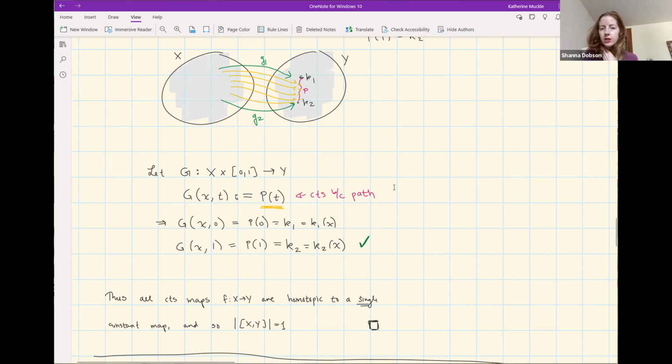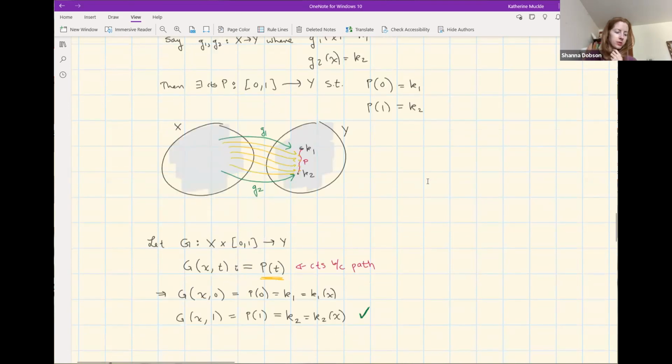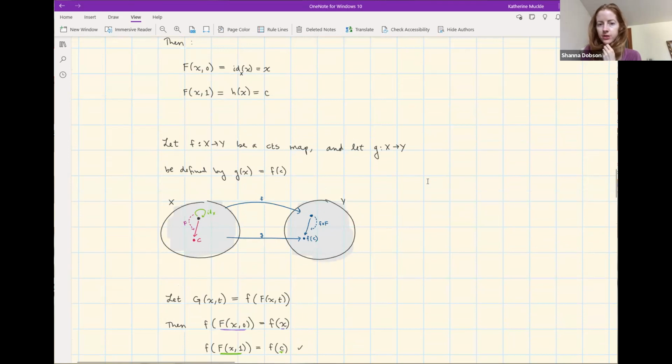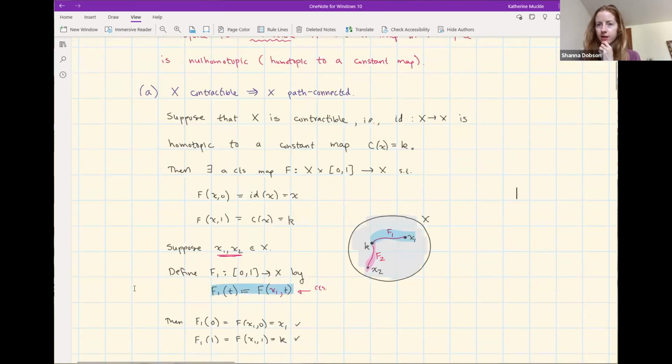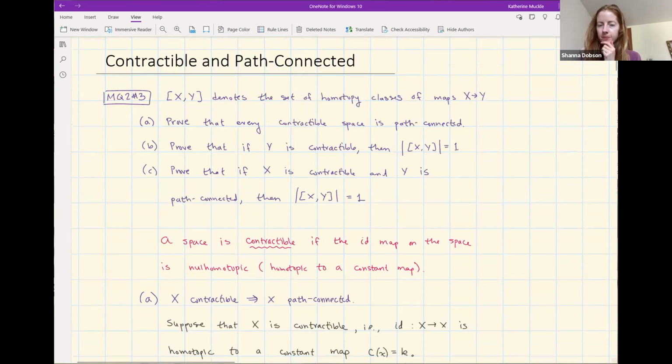Yeah, Jacob, I had a question kind of philosophically. It's interesting that on part B, you only needed y to be contractible, right? And then you got the homotopy class to just have one element. And there was no restriction on x, right? And then if you have x being contractible, then you need y to be path connected.